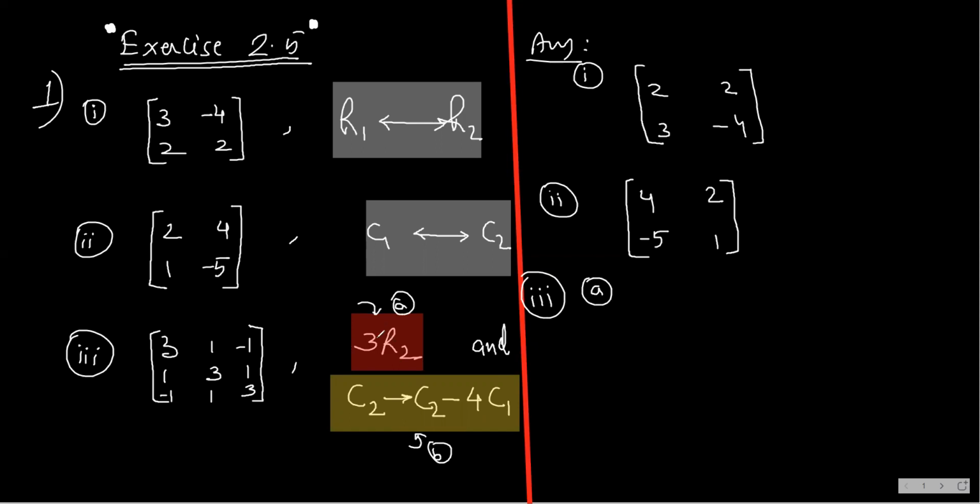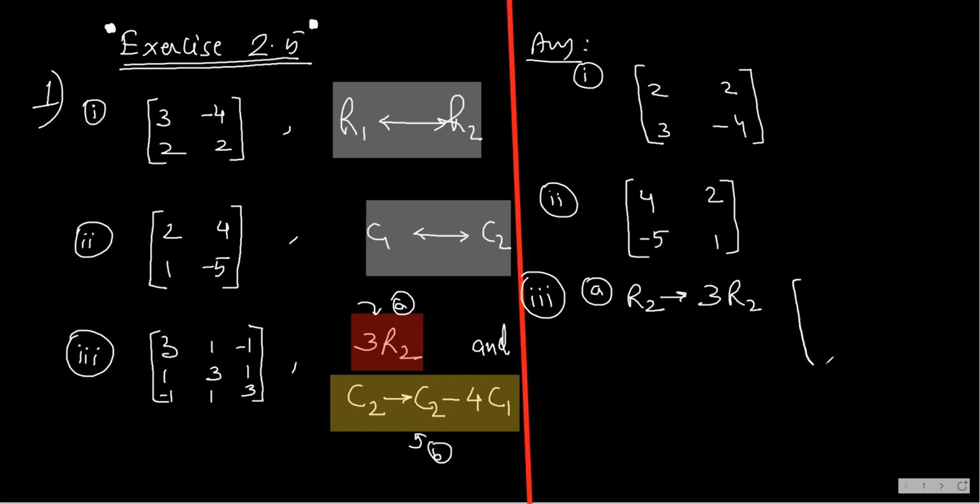When I go for A, what do I get? 3R2. Now listen students, when they say 3R2, remember that this R2 will change. It will change as every element of R2 will be multiplied by 3. I would write this more specifically as R2 changes to 3R2. That would have been perfect.